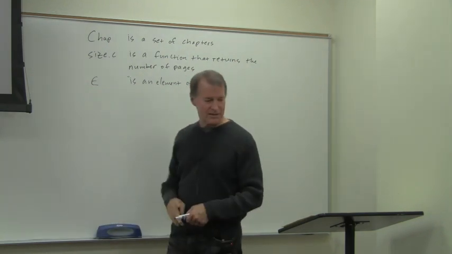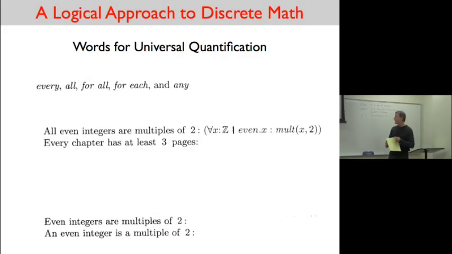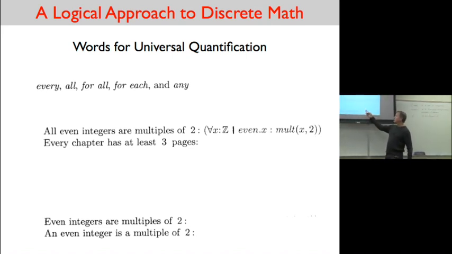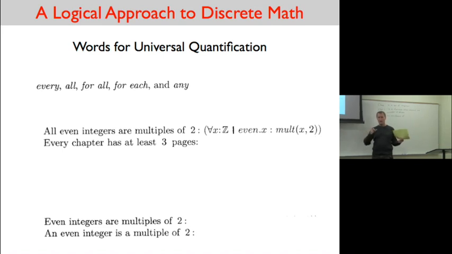Okay, now this is kind of tricky. How would you translate "Every chapter has at least 3 pages"? Is this going to be a for all or there exists? It's going to be a for all. When you do for all, you have to have a dummy variable. For all c, and that'll be lowercase c, because it's a variable.